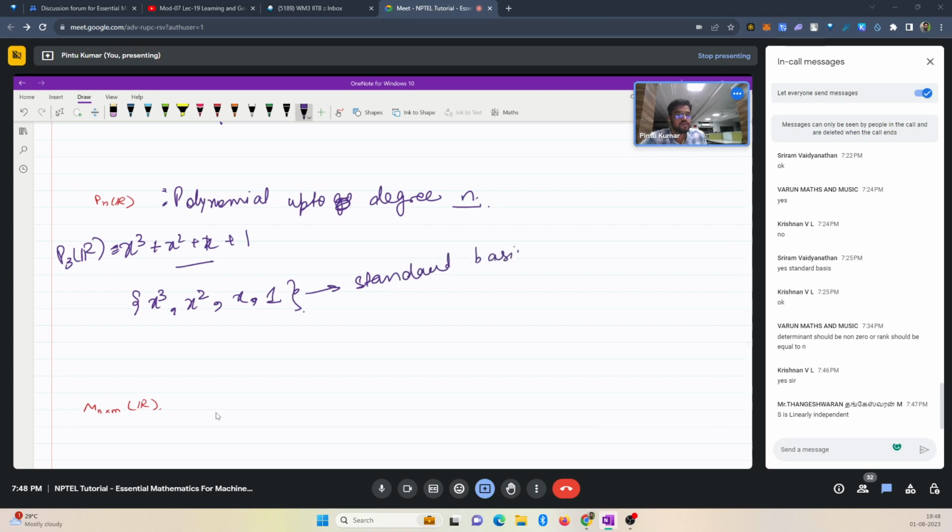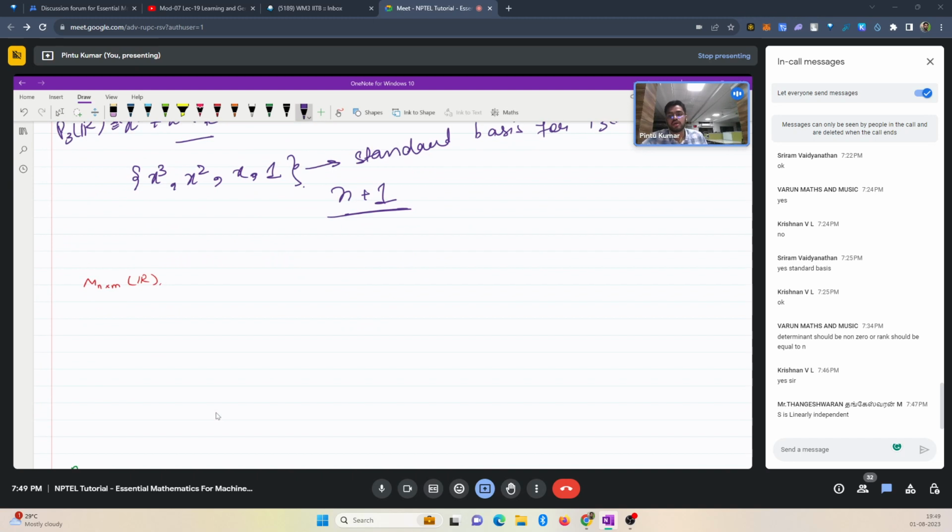This is for P3R. Similarly, you can write it for PnR. So what is the dimension for this particular thing? The dimension is n plus 1.